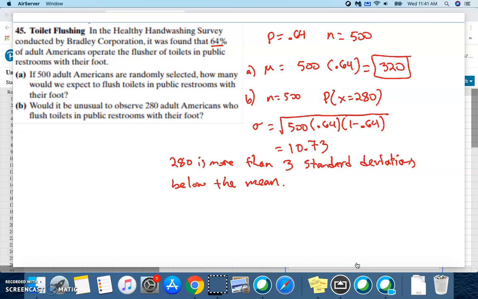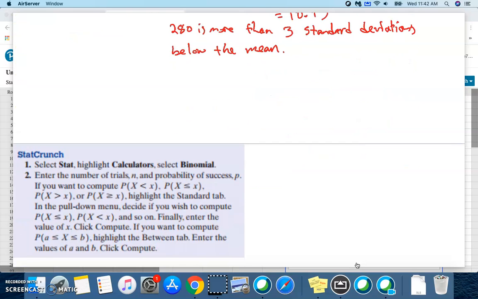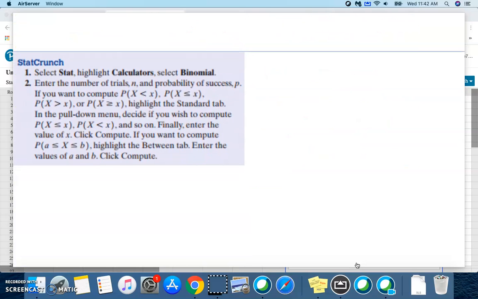If you recall back to when we looked at our empirical rule, the 68, 95, 99.7, 99.7% of the data lies within 3 standard deviations above and below the mean, which means 0.3% of the data is either above or below 3 standard deviations. And this is almost 4 below, so this would be very unusual to observe. So that's a look at the binomial distribution. There's how you do it in StatCrunch.